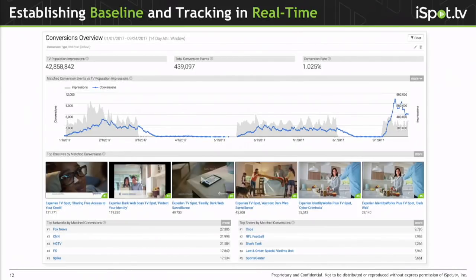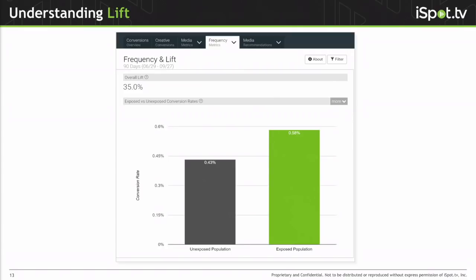It updates every day, and it literally creates a baseline for each of our clients and partners. And so we establish a baseline out of the gate of the conversion rate, and now we can start optimizing creative and media and actually trend that baseline. So establishing a baseline is hugely important out of the gate, and then optimizing against that. Understanding lift, we covered that through a lot of sessions.